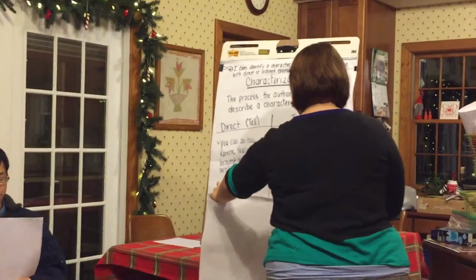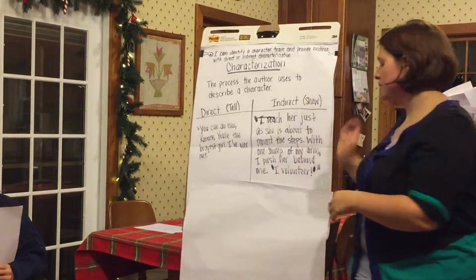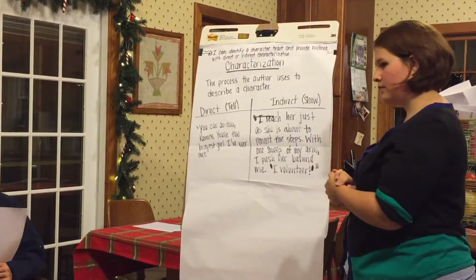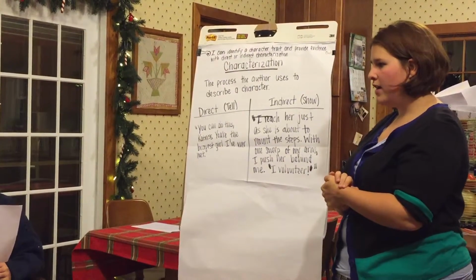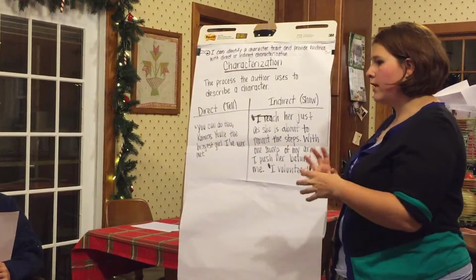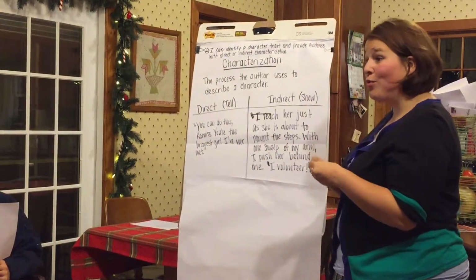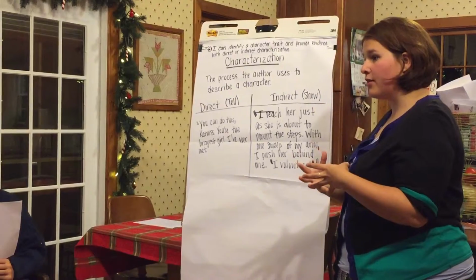Could someone read it out loud? "I reach her just as she is about to mount the steps. With one sweep of my arm, I push her behind me. 'I volunteer,' I gasp. 'I volunteer as tribute.'" All right, good. Now, I would like you guys to take a moment and discuss in your small group how this quote is an example of indirect characterization.